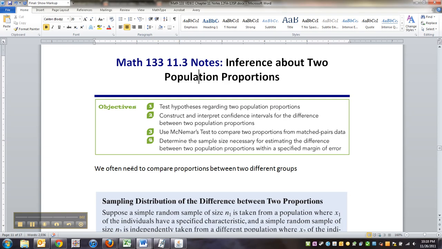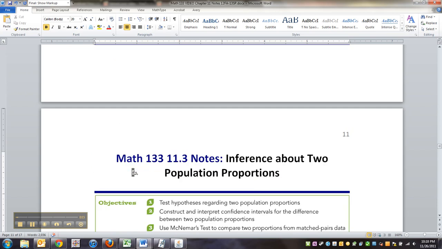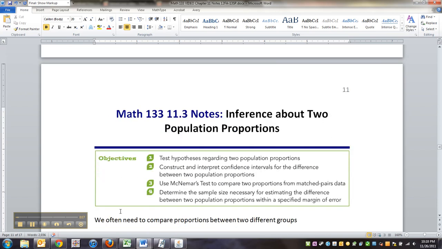Now, in the first two sections of Chapter 11, we were interested in the difference in population means for two samples, be they dependent, i.e. matched pairs, which was Section 11.1, and then independent, which is Section 11.2. Now, in 11.3, we're going to be testing the difference between two proportions. This is kind of a big deal because this is how surveys work when they poll people, right?